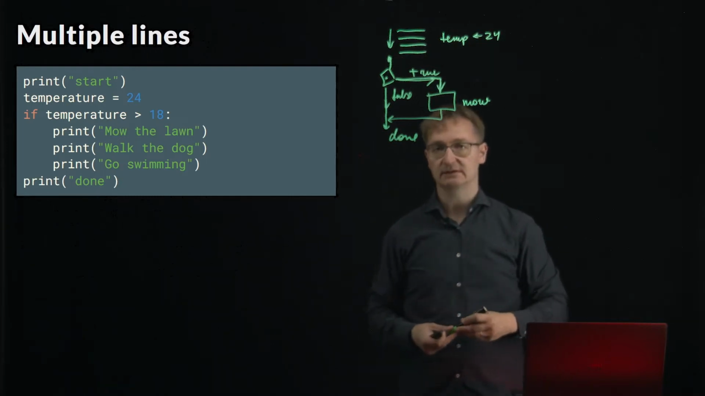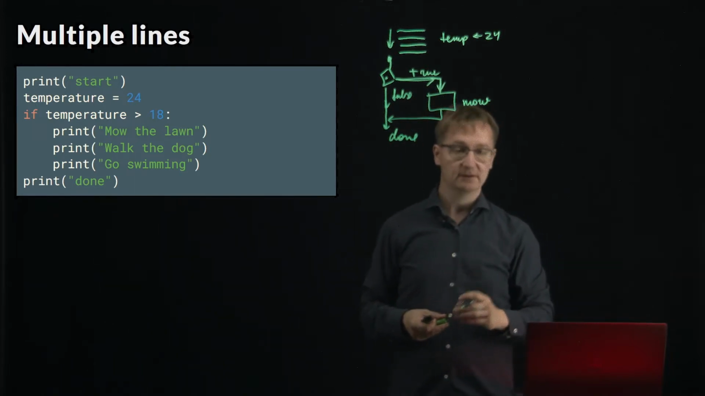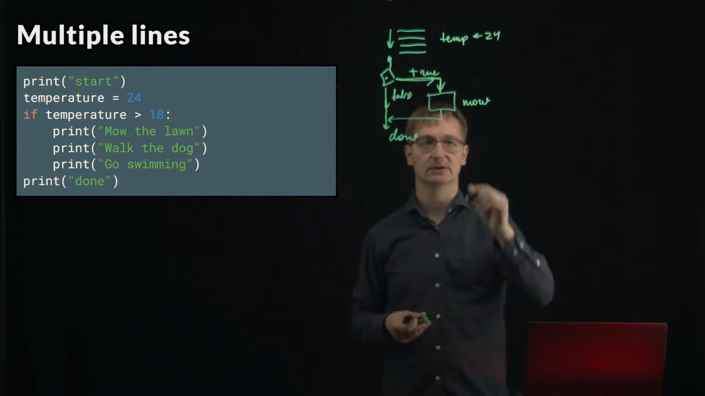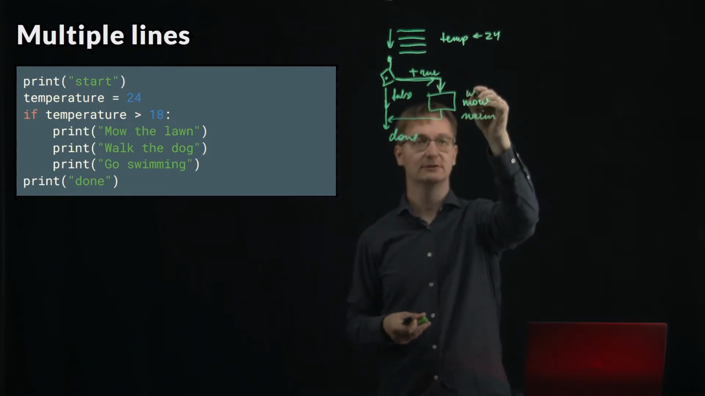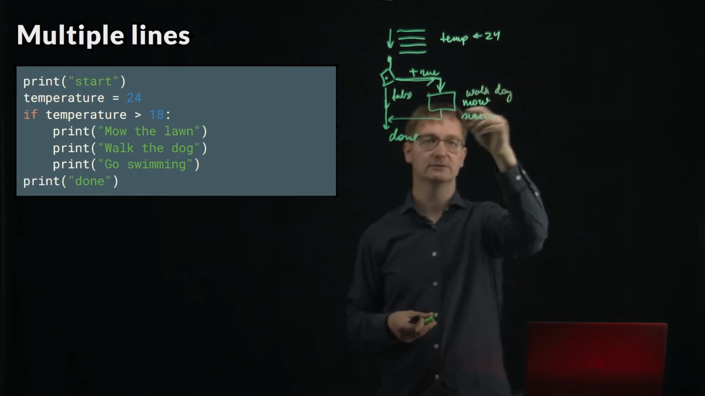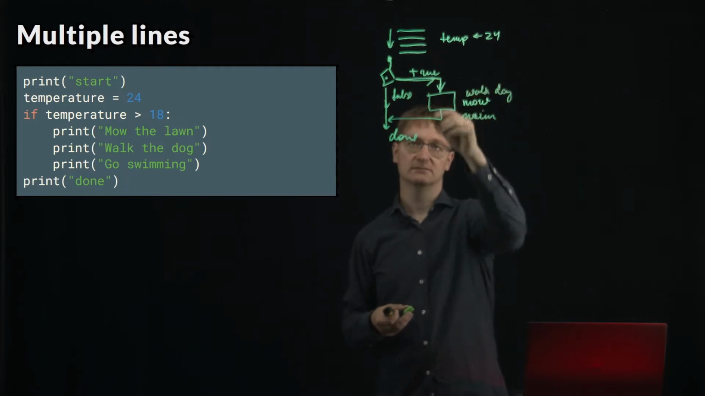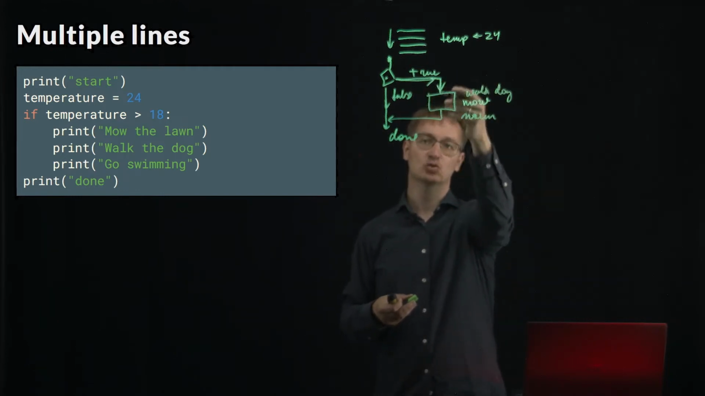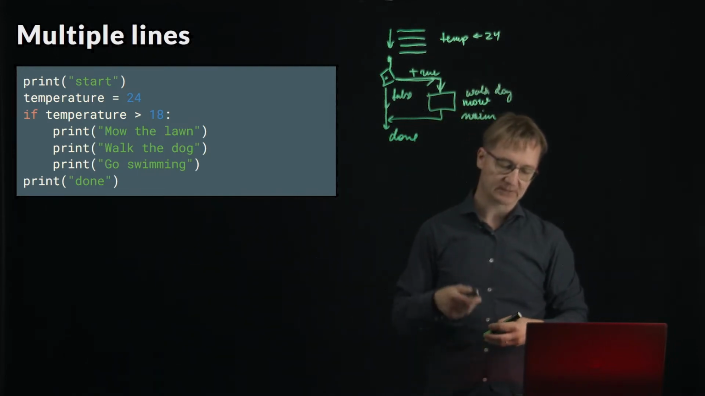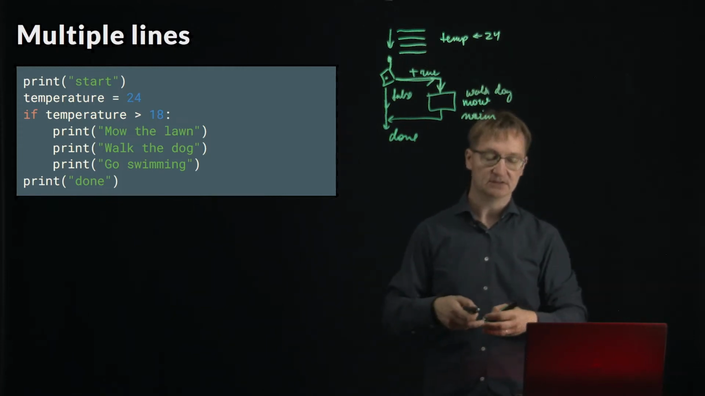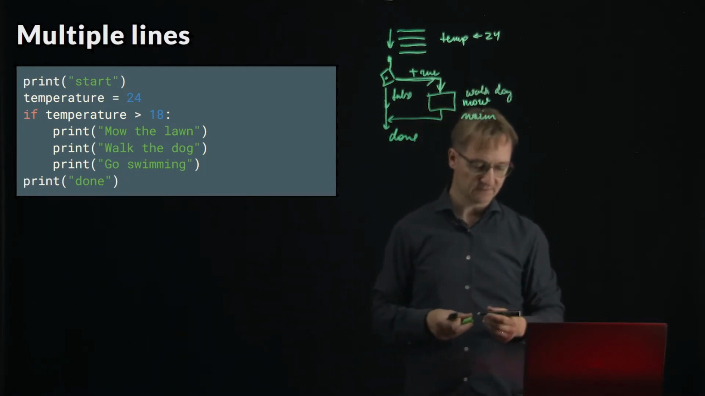As we can see, the body of this condition can be more than one line. Here we have additional actions we can do. We can go swim, we can walk the dog, and so on. So we can have multiple actions inside the true condition. As can be seen on the screen, the indentation is what shows that this all belongs inside this if statement.